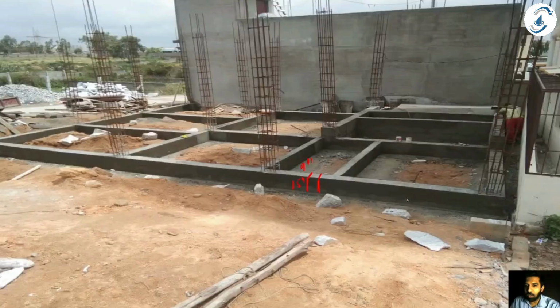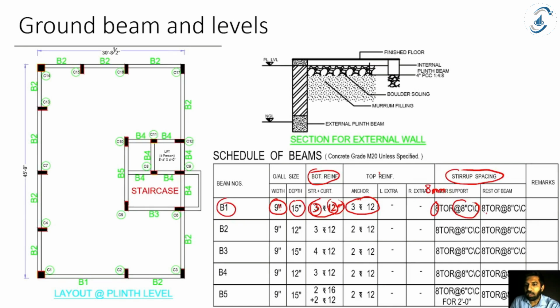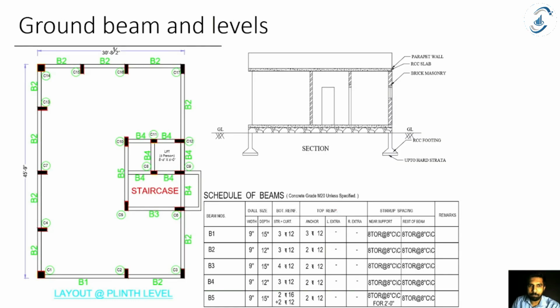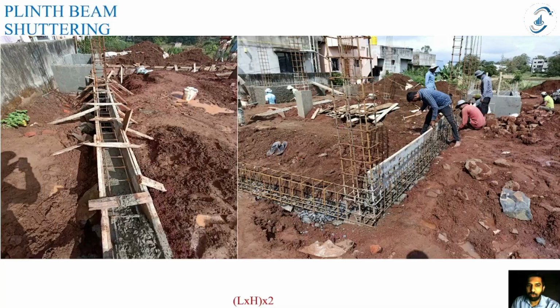But for this drawing we have the same spacing, 8 mm diameter bar at 8 inch center to center. But you might have a different set of drawings wherein you have different spacing near the face of the column and a different spacing for the central span of the beam. So this is how my plinth beam looks like. This is how the schedule looks like.